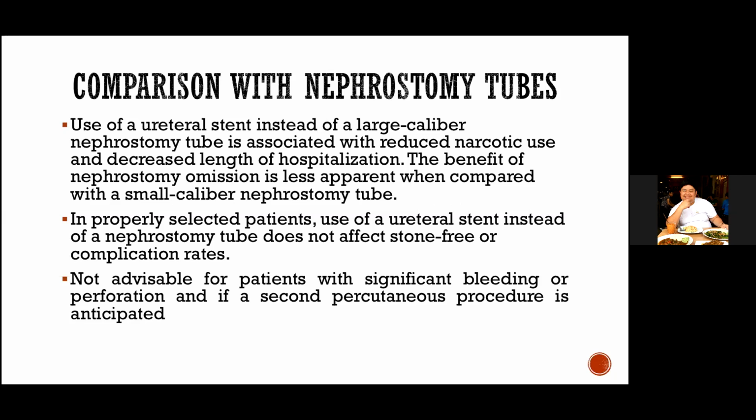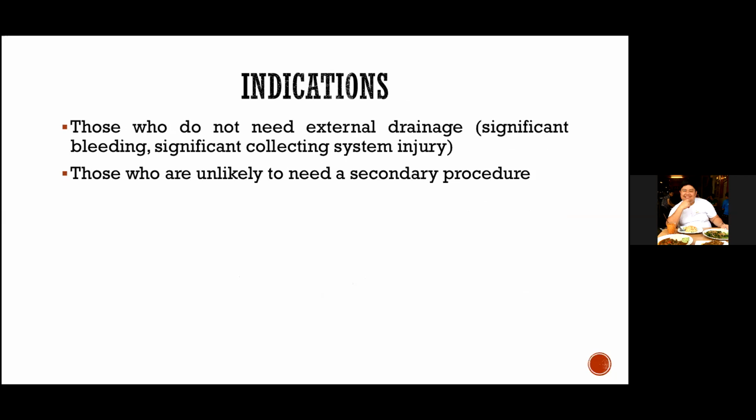So in properly selected patients, use of a ureteral stent instead of a nephrostomy tube does not affect stone-free or complication rates. It is not advisable for patients with significant bleeding or perforation if a second percutaneous procedure is anticipated. So it is indicated for those who do not need external drainage. Examples are significant bleeding, significant collecting system injury, and those who are unlikely to need a secondary procedure.